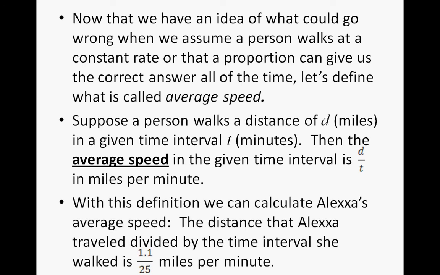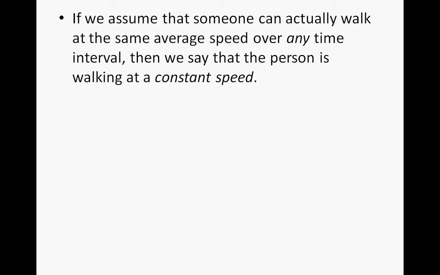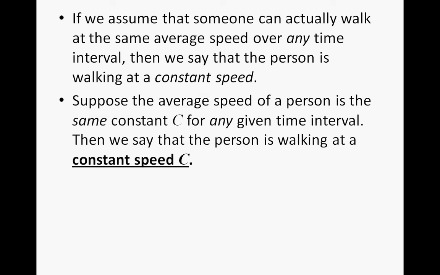With this definition, we can calculate Alexa's average speed. The distance that Alexa traveled divided by the time interval she walked is 1.1 miles over 25 minutes. So if we assume that someone can actually walk at the same average speed over any time interval, then we say that the person is walking at a constant speed. Suppose the average speed of a person is the same constant c for any given time interval. Then we say that person is walking at a constant speed.